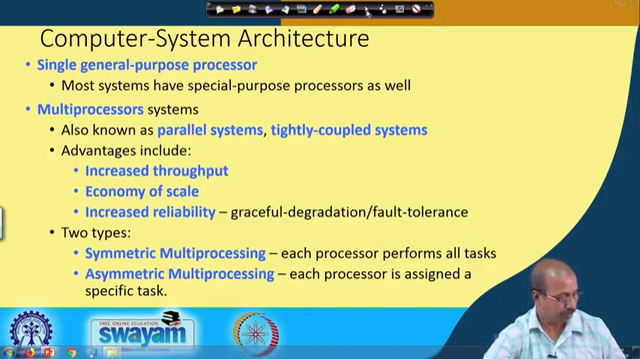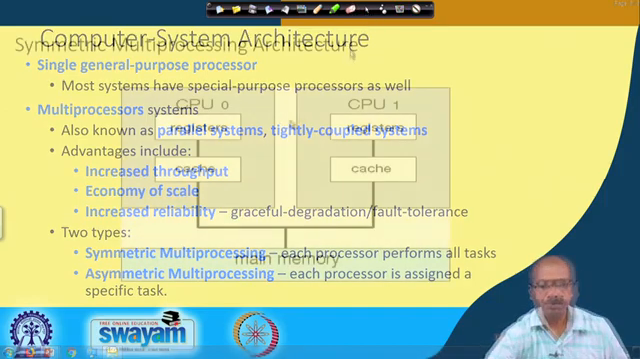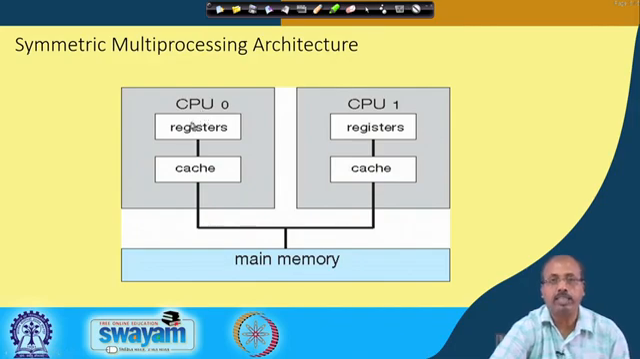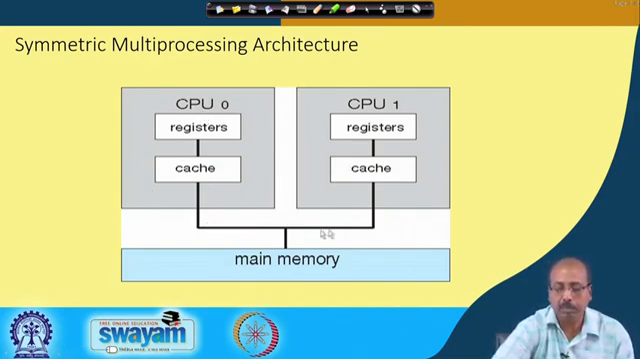Next, we will look into symmetric multiprocessing. This is the architecture: suppose I have two CPUs, CPU 0 and CPU 1, and each CPU has its own registers and its own cache memory, but the main memory is common.